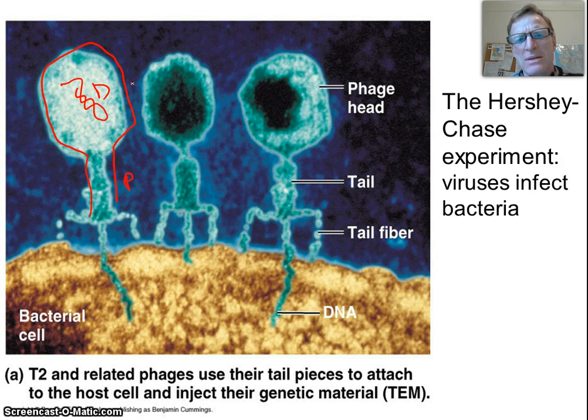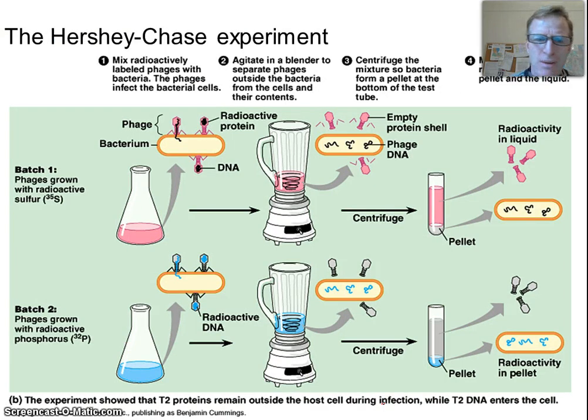So this must be the material that tells cells what to do. If they're able to hijack the cells, that must be what cells use for their instructions, right? And we know now that that's DNA, but of course they didn't have transmission electron microscopes to tell that, so they actually had to do an experiment involving a blender and some isotopes.